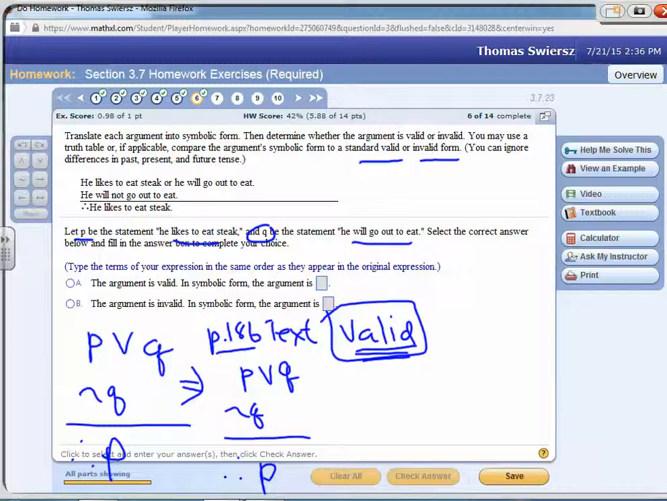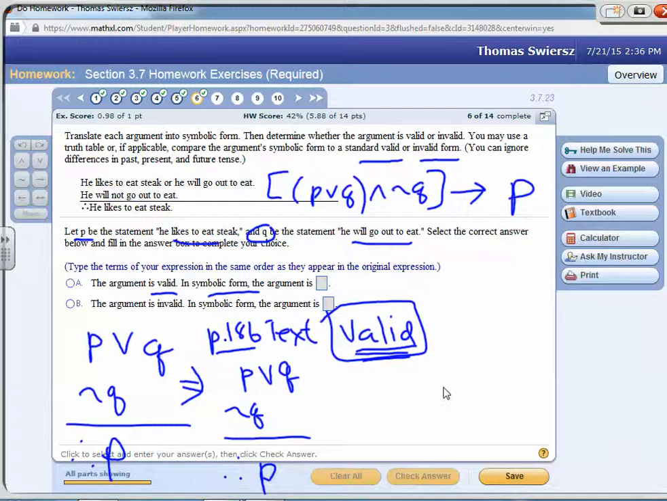Now, in terms of the symbolic form, what you need to write is one statement, which is you write brackets, and then you put the first premise, which is P or Q, and then a conjunction, the second premise, which is not Q, and then you end the brackets. That's the if part, and then it's a conditional, if-then. The then part is the conclusion, which in this case is simply P. So that's the format that you have to put for the symbolic form, and we know the argument is valid because it matched one of those forms. Okay? So there's the answer they're looking for. So let's go ahead and put that in.